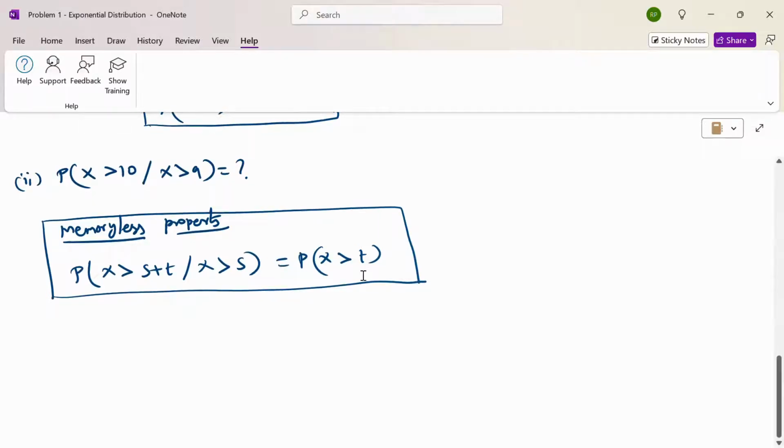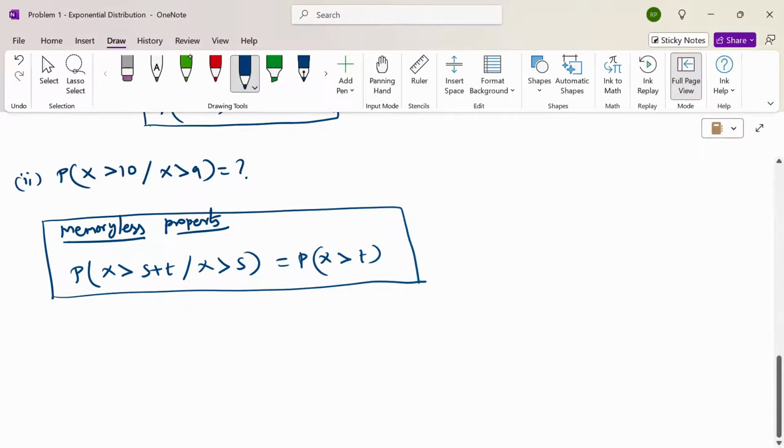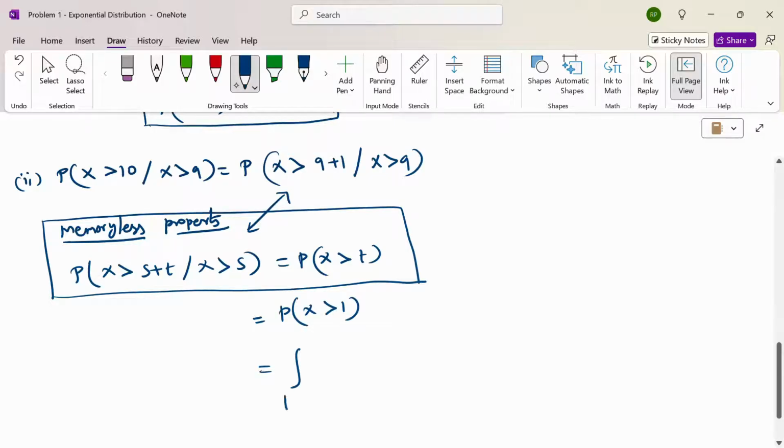Now compared to this memoryless property, this term is nothing but x greater than s plus t. Here s is 9, just compare this. Therefore 9 plus 1, given x greater than 9. So compared to this condition, x greater than s plus t given x greater than 9 is nothing but x greater than 1. Now integration from 1 to infinity of f of x dx.